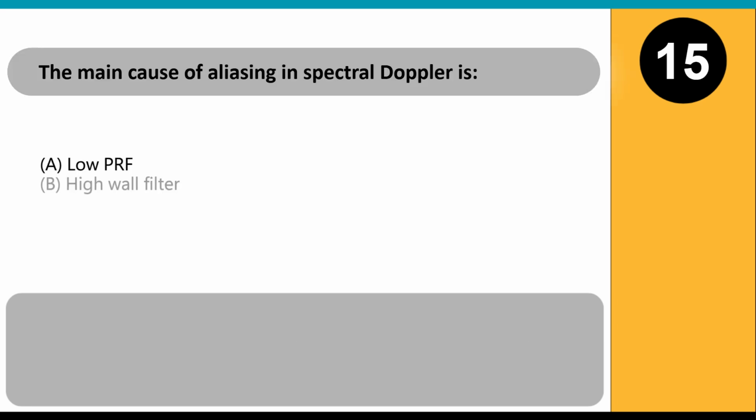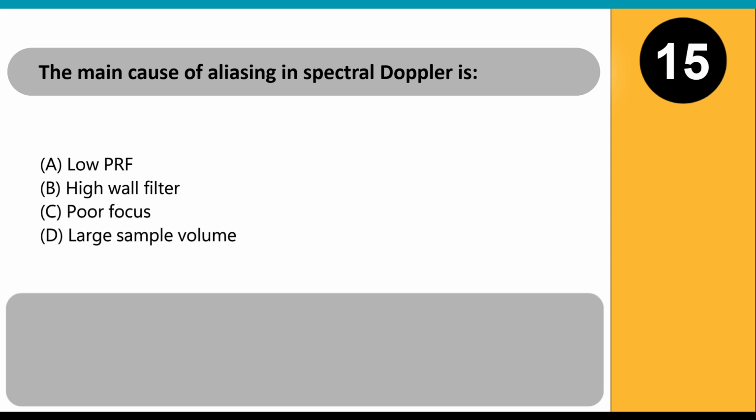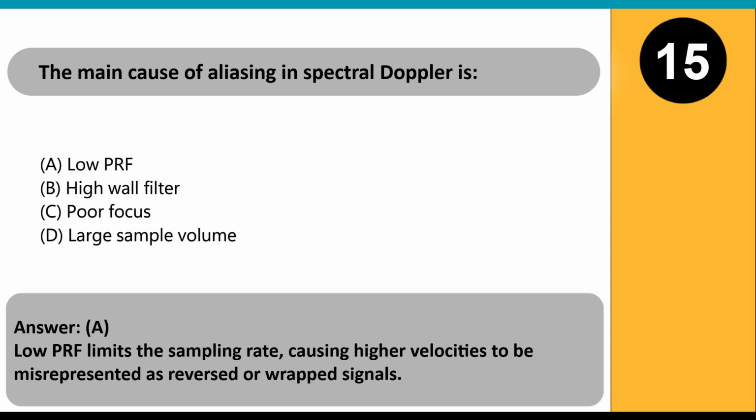The main cause of aliasing in spectral Doppler is A. Low PRF, B. High wall filter, C. Poor focus, D. Large sample volume. Answer A. Low PRF limits the sampling rate, causing higher velocities to be misrepresented as reversed or wrapped signals.